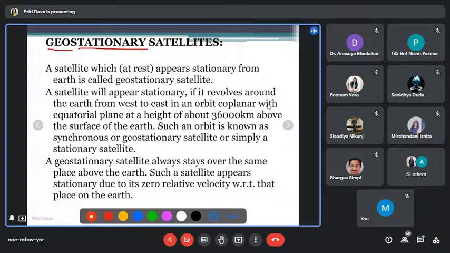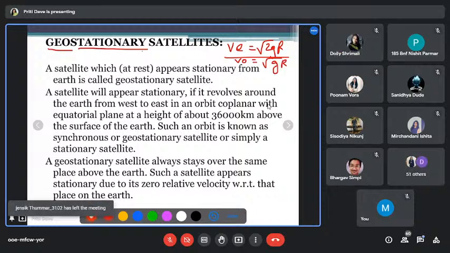Just substitute the value. VE is root 2 GR and VO is root GR. So just cancel it and you'll get your answer. So orbital velocity is half the escape velocity, or if the options are given in terms of GR, then this root 2 GR can also be written as root 2 into root GR. So I'm saying just have a look at the options that are available. Okay, ma'am. Yeah? All right.